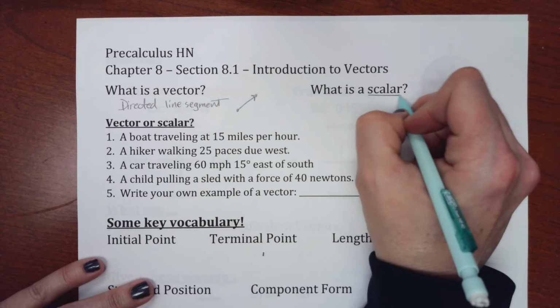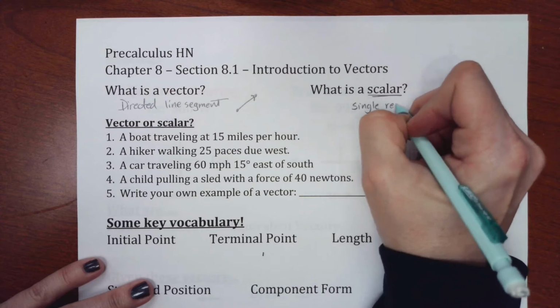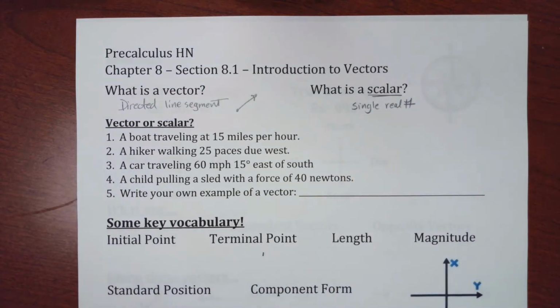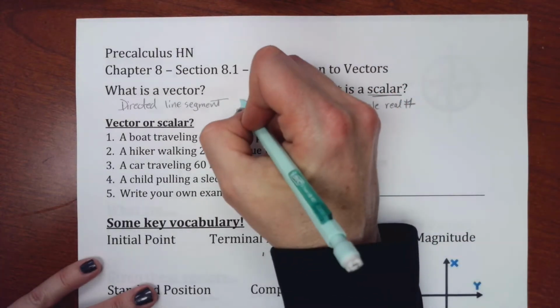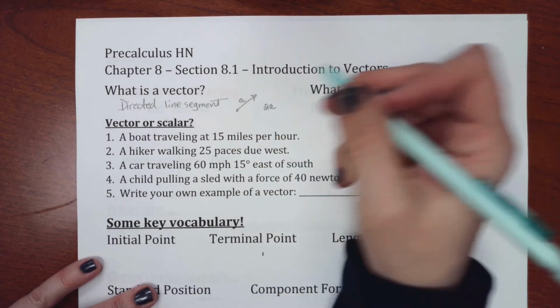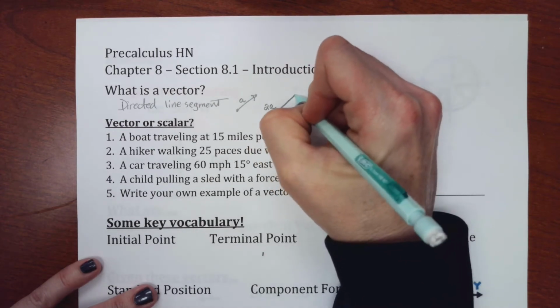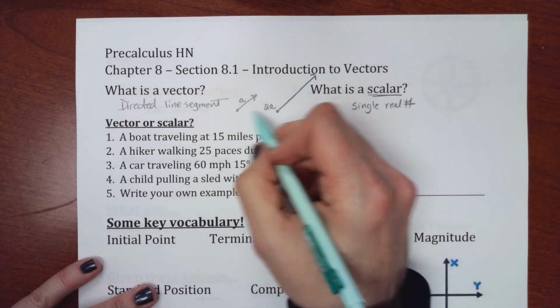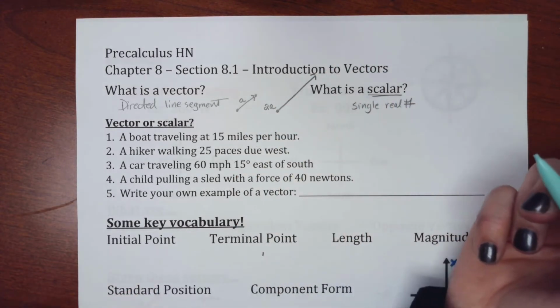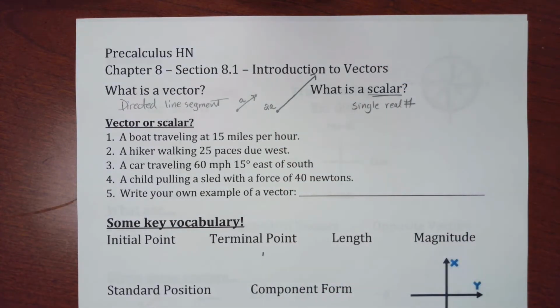So a scalar, when somebody starts saying that word to you, this is just a single real number. Okay, so when you multiply a vector by a scalar, let's say this is called vector A. If I want to do 2A, I would double the length. I would start here, go the same direction, but make it twice as long. So when you multiply a vector by a scalar, it could change direction, it could make it shorter or longer, but it changes the vector in some way, okay? But it still has direction and magnitude, or length.